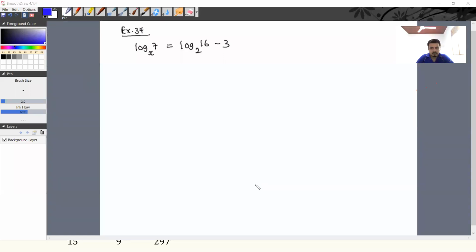Okay, a is equal to 7. Let's see. Log of 7 to the base x equals this one. 16 we can write as how? 16 means 2 to the power 4. Instead of 16, I have written it here as 2 to the power 4 to the base 2 minus 3.